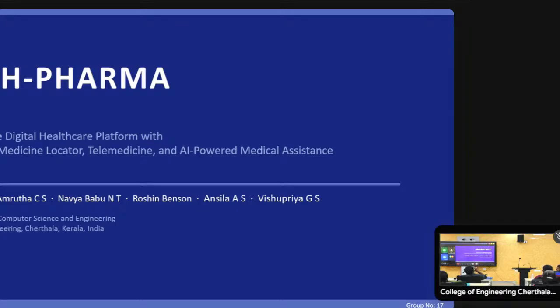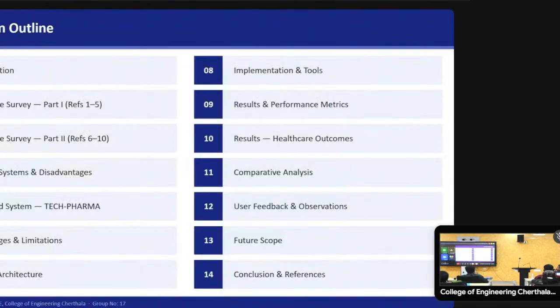First of all, the presentation. This was the outline: introduction, literature survey, existing system and disadvantages, proposed system, advantage and limitation, system architecture, implementation and tools, result, comparative analysis.